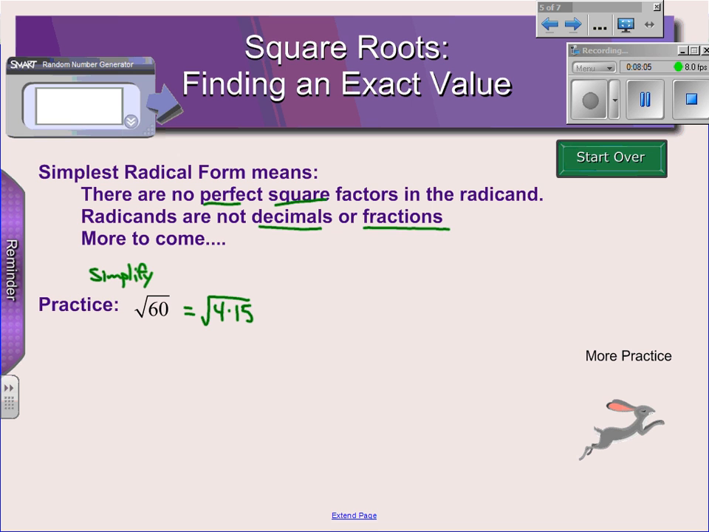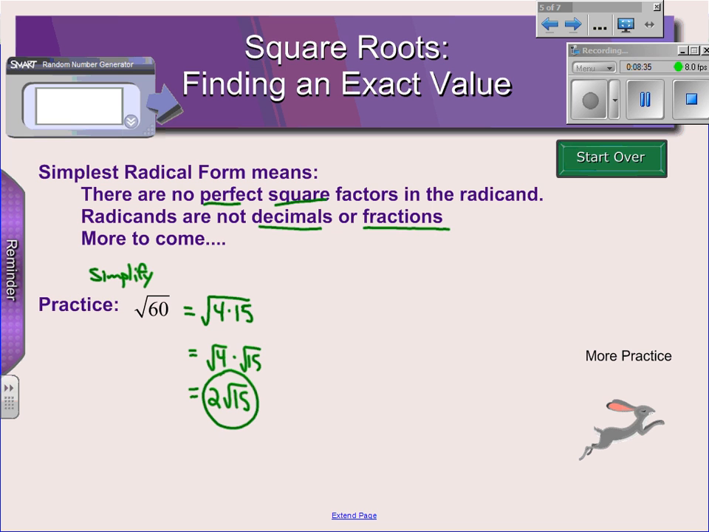So the square root of 4, I can look at this as the square root of 4 and the square root of 15, and the square root of 4 is 2. Square root of 15 is irrational, so I just leave it. And my answer in simplest radical form is 2 radical 15, or 2 times the square root of 15. And that's it. That's how you leave your answer in this case. And that's an exact answer, all right?